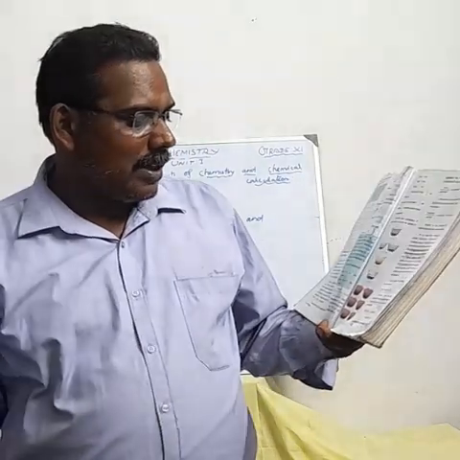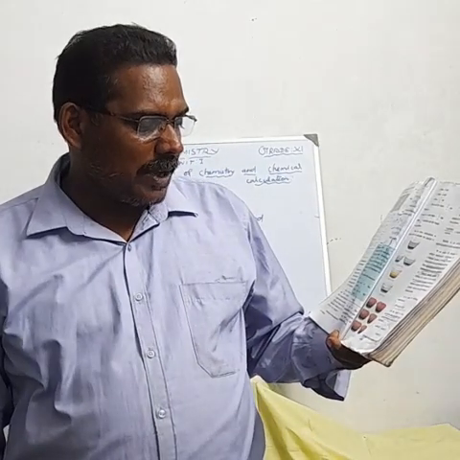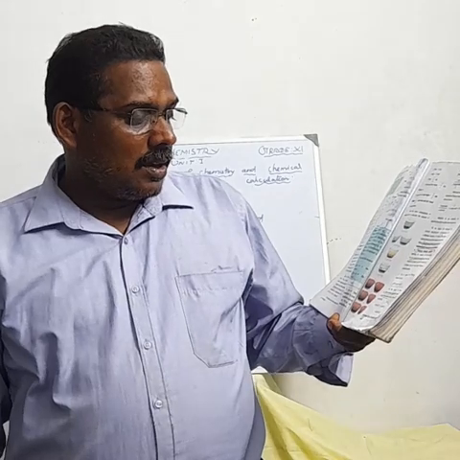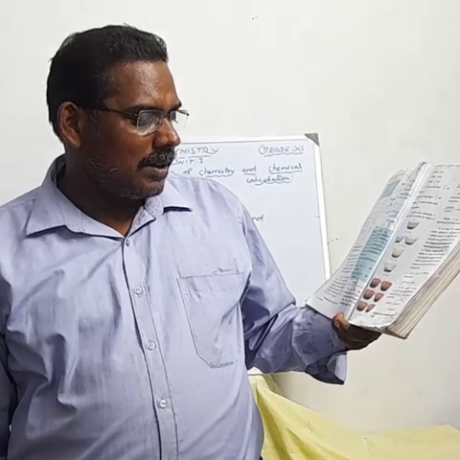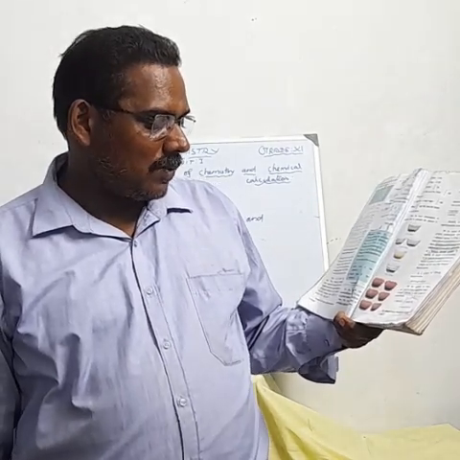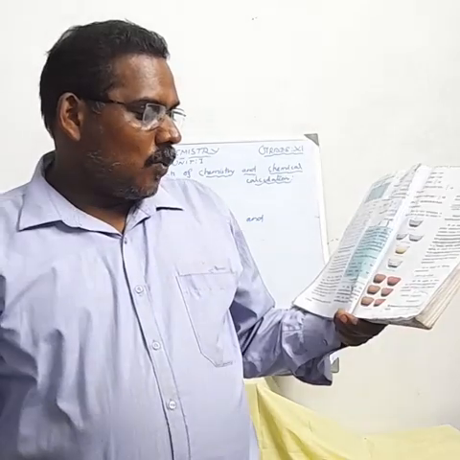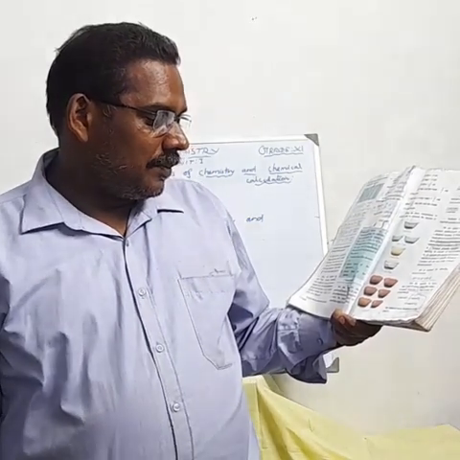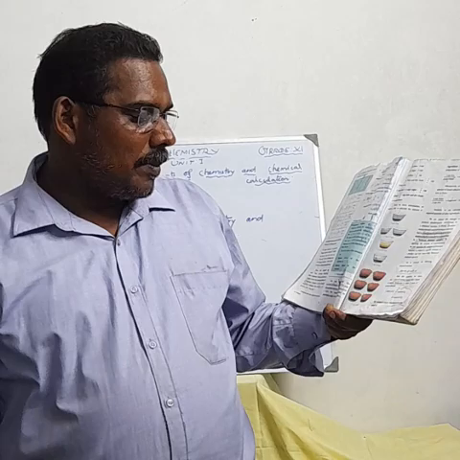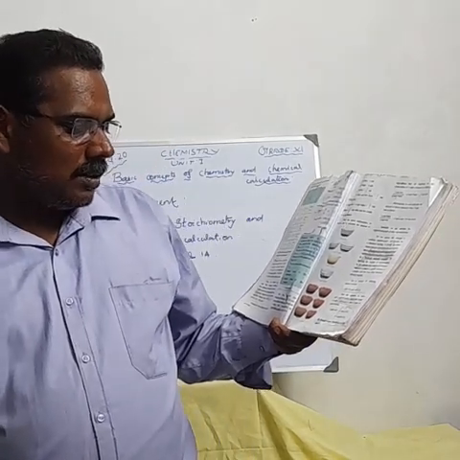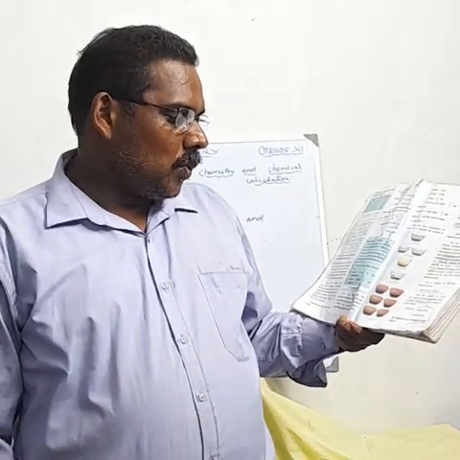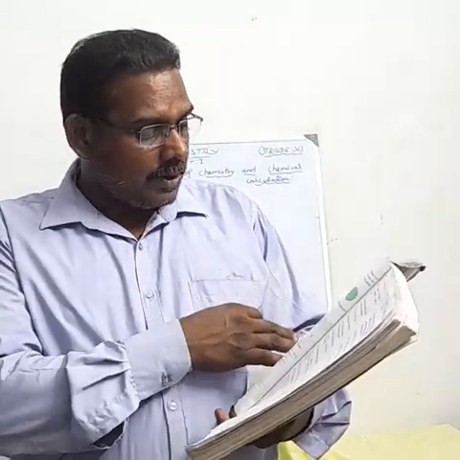Let us consider the following chemical reaction. C plus O2 gives CO2, gaseous state. That is, 1 mole of carbon reacts with 1 mole of oxygen molecule to form 1 mole of carbon dioxide. 1 mole of carbon is stoichiometrically equal to 1 mole of oxygen, stoichiometrically equal to 1 mole of carbon dioxide. This is about stoichiometry. To write a short note on stoichiometry, you should write this much. This is for the 3-mark question.